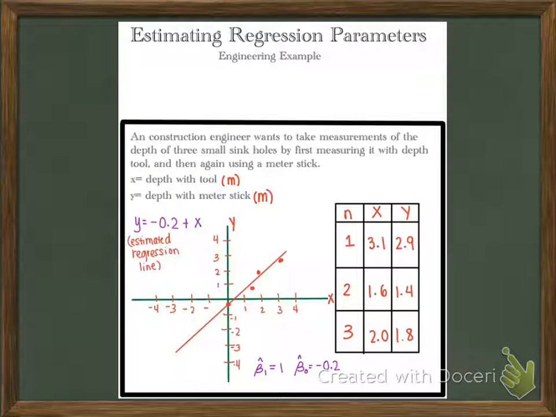Here's an example of estimating regression parameters in an engineering circumstance. In this example, a construction engineer wants to take measurements of the depth of 3 small sinkholes by first measuring it with a depth tool and then again with a meter stick. The table on the right shows the data collected, and then the data is put into the graph, and then the regression parameters are estimated and displayed.